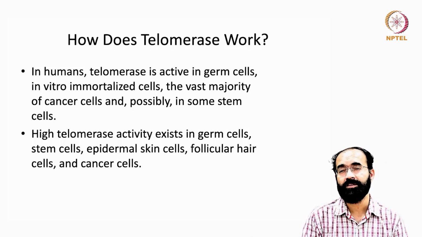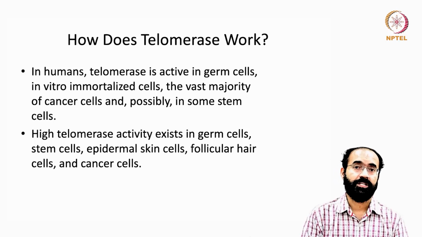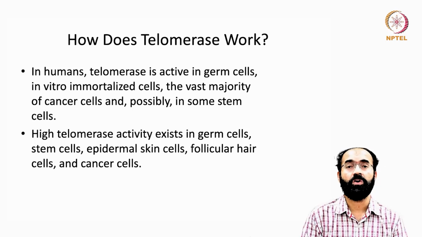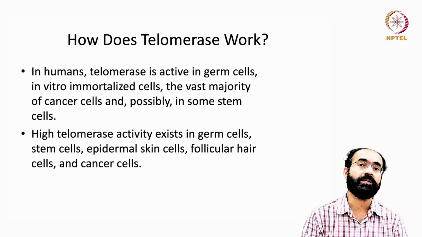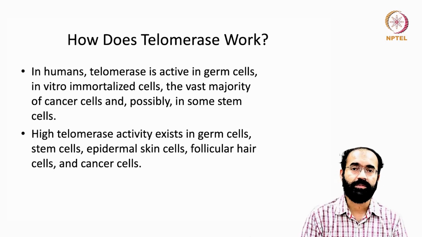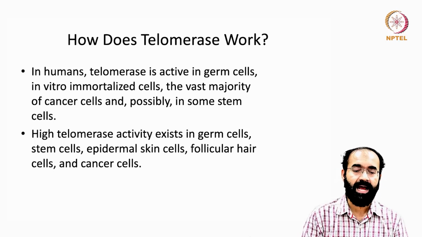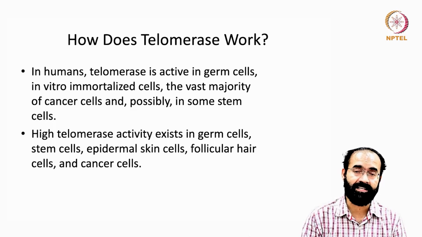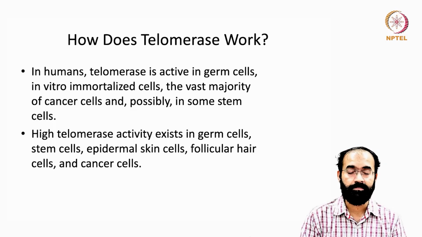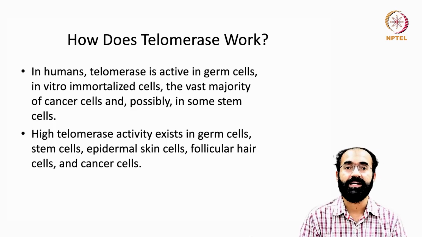So if you want a given cell line which is not cancerous, but you want to keep growing for a long time, there are ways in which you can immortalize a cell without making it cancerous. Those cells have to have active telomerase activity. The vast majority of cancer cells by default will have active telomerase activity, and so do some stem cells, because stem cells also continue to divide.